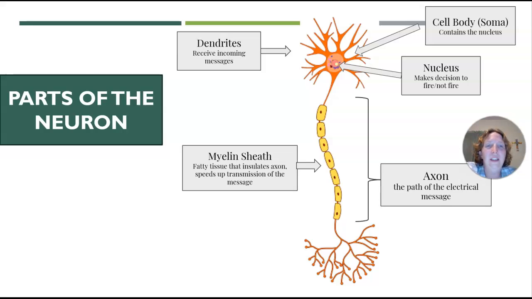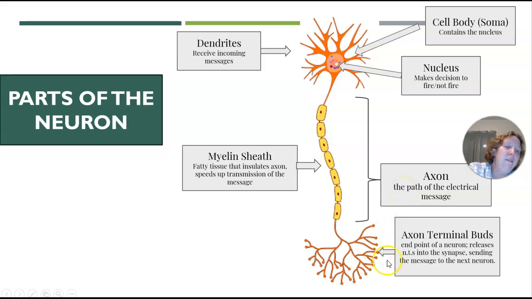If it does, that message is going to travel down the length of an axon. So it's this whole pathway, the whole electrical pathway that the message would go down, which is covered in something called the myelin sheath. This is fatty tissue that insulates the axon and speeds up the transmission of the message, meaning if this nucleus decides to fire, it's going to go zoom all the way down that axon really, really fast as it can without stopping. And then if it makes it that far, it's going to reach the axon terminal buds. These are the endpoints of a neuron.